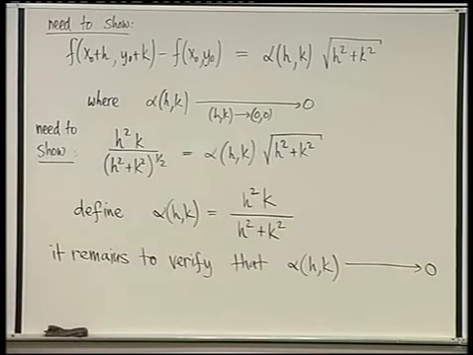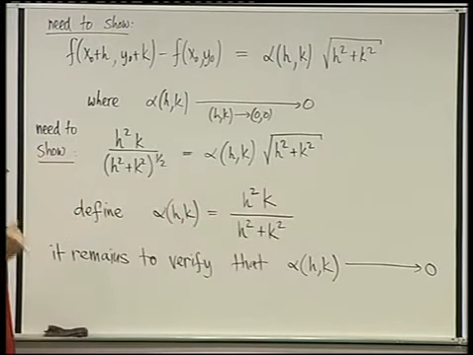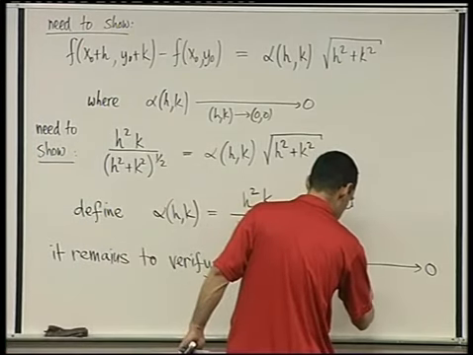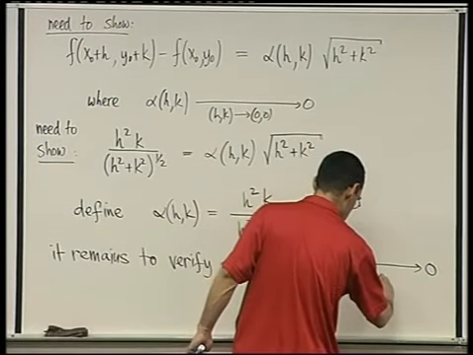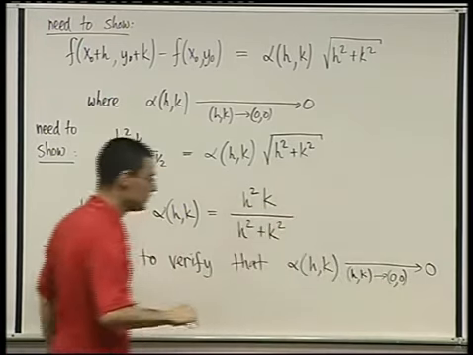Do you agree? Okay. How do I check that a function goes to 0? Remember, it's a limit in two variables. Okay? How do I do it? What are the tools that I have?